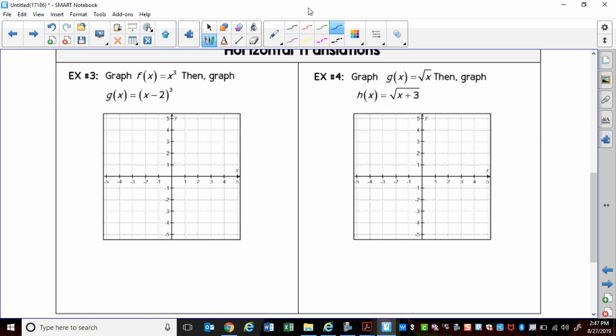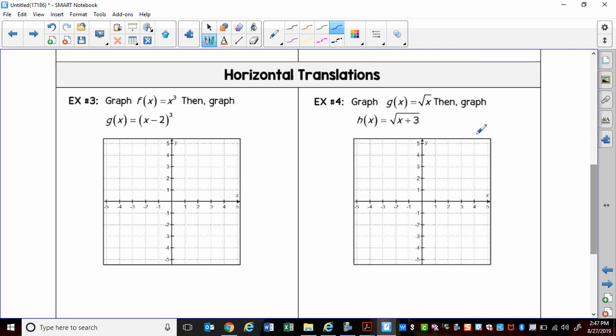Let's take a look at a horizontal transformation. I want you guys to try this one. I'm going to show you the number 4 first. So the square root of x looks kind of like this. Square root of 0 is 0, square root of 1 is 1, square root of 4 is 2. So it kind of looks like this, and that is the original one.